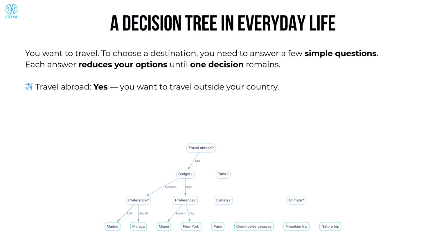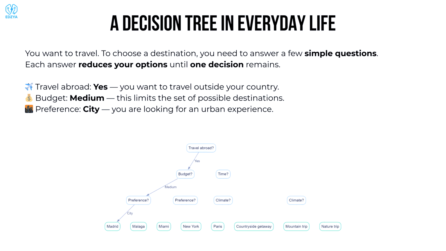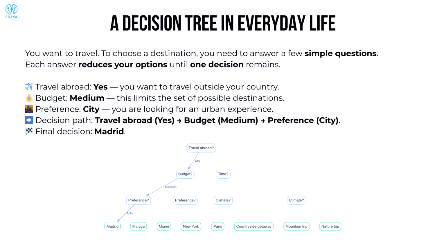First question: do you want to travel abroad? In this case, the answer is yes. Next, you set a medium budget. Then, you choose a city experience. By following this path, one final decision remains. Here, the result is Madrid.